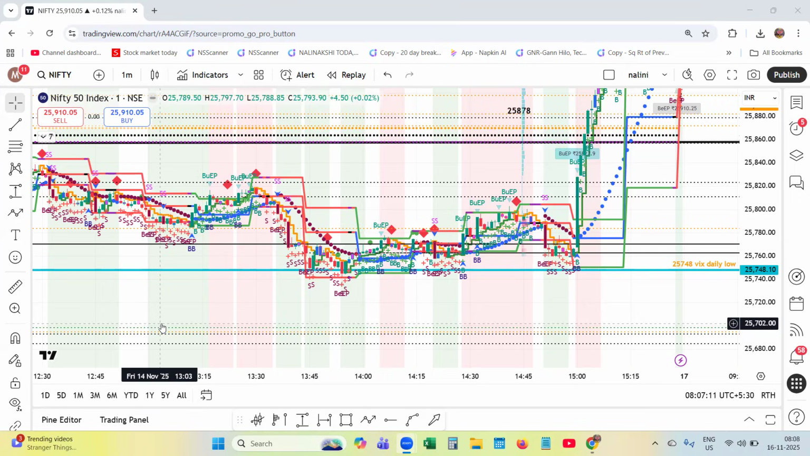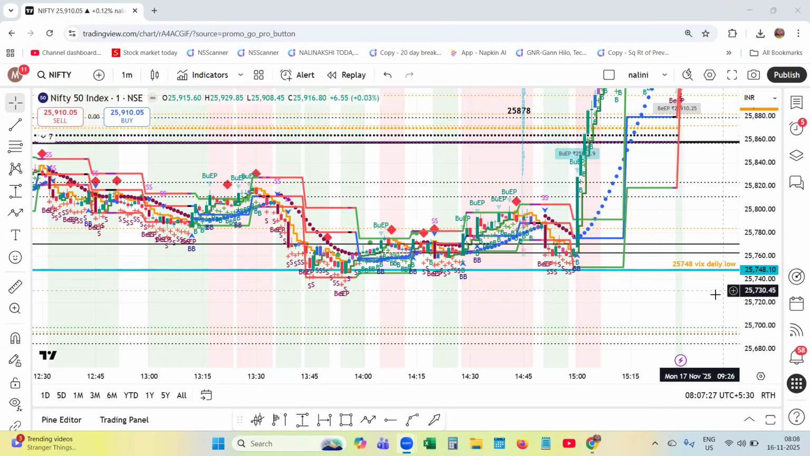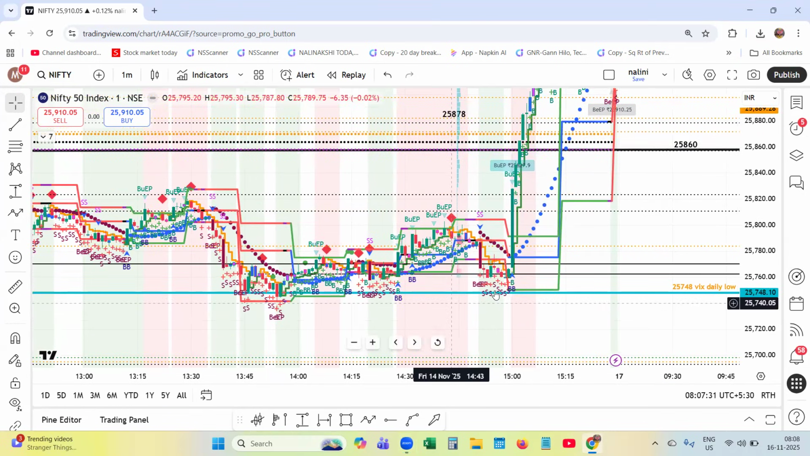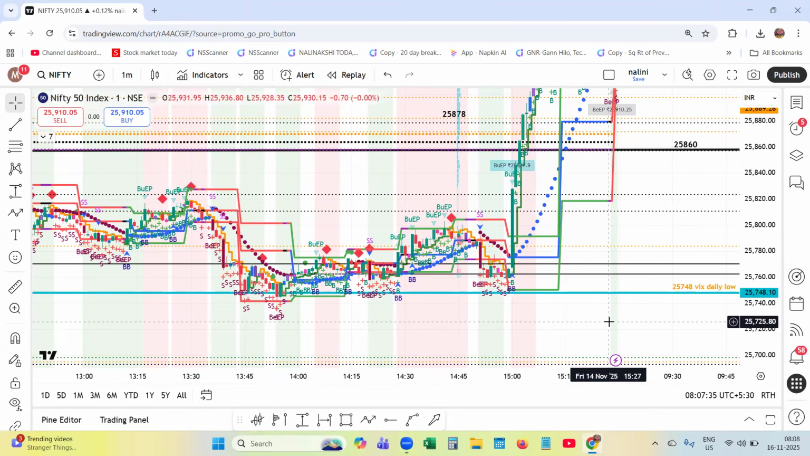Yesterday, I introduced you to this new indicator, explaining the EP lines. Now, today, I'm going to show you a trade for tomorrow. How can we guess the trade for tomorrow? See here, yesterday the market took support around 25,748. Actually, I marked this as a VIX daily low level.